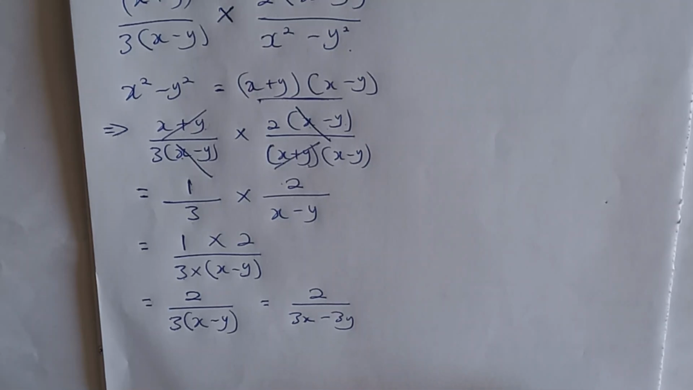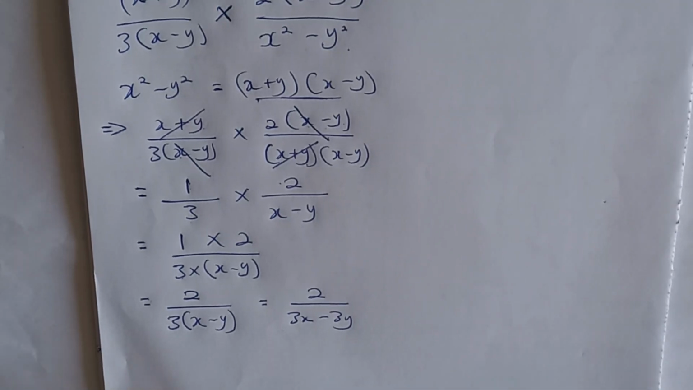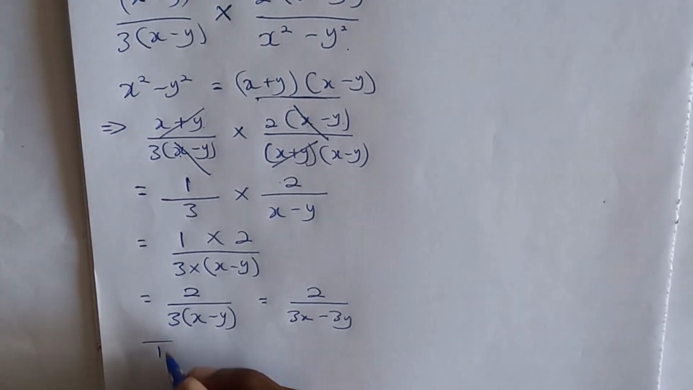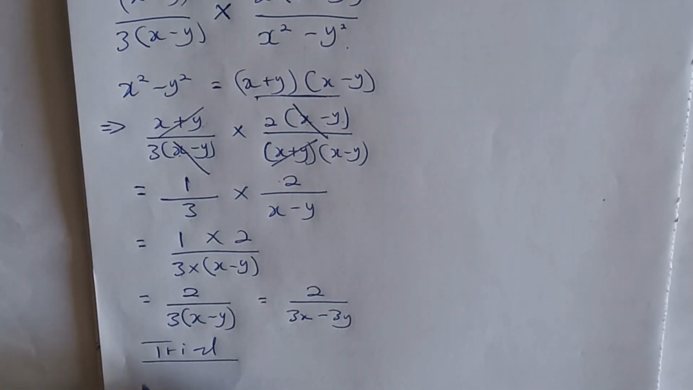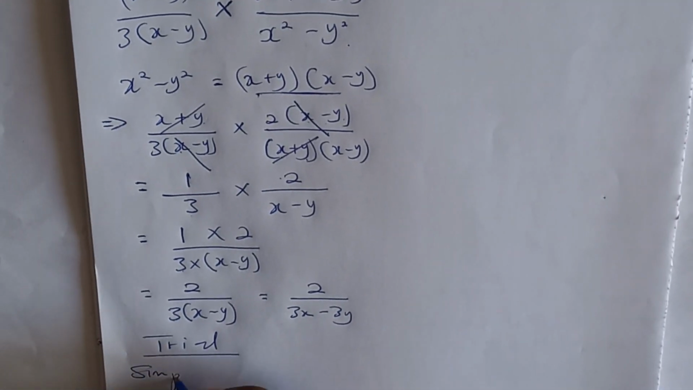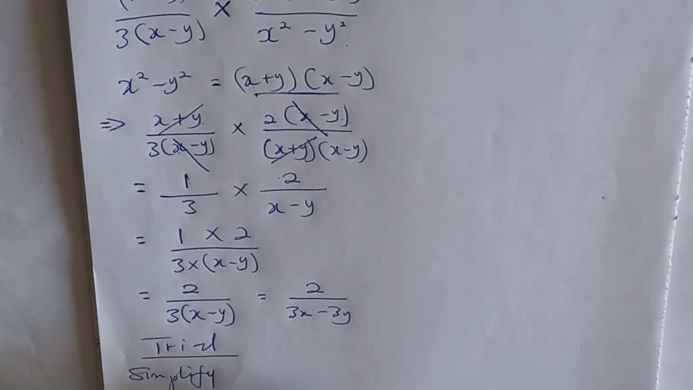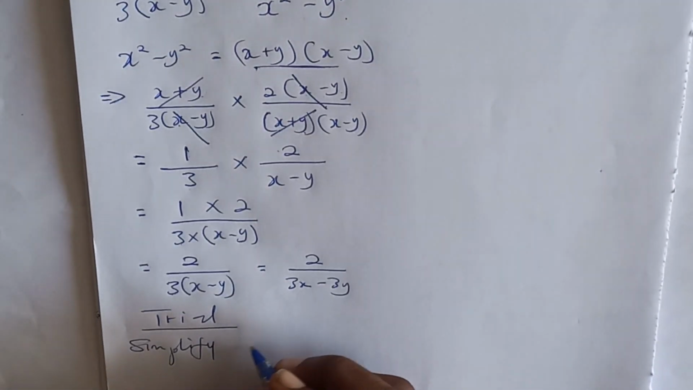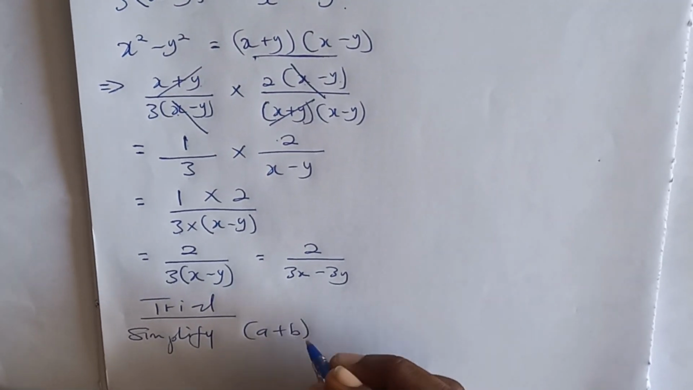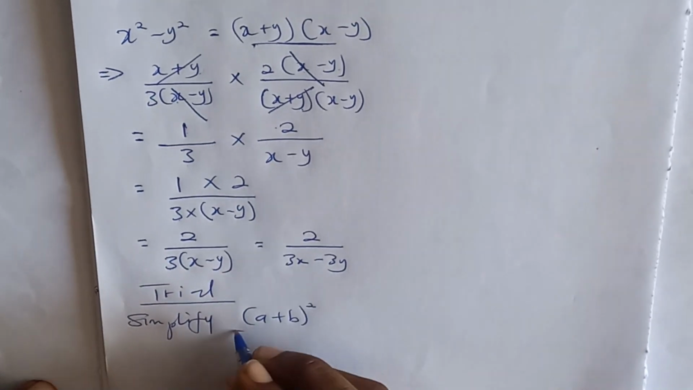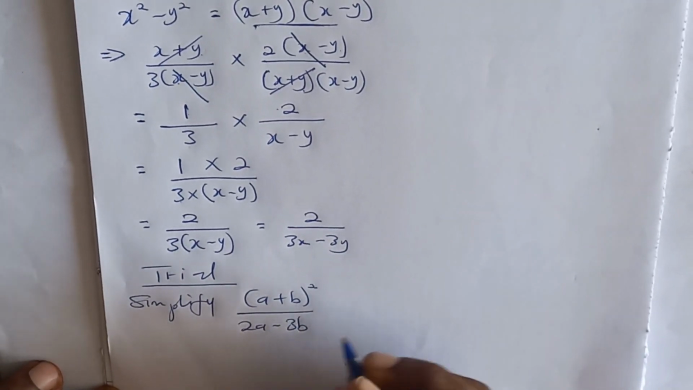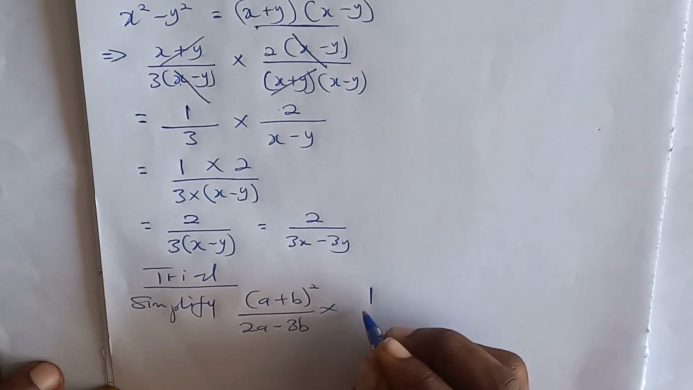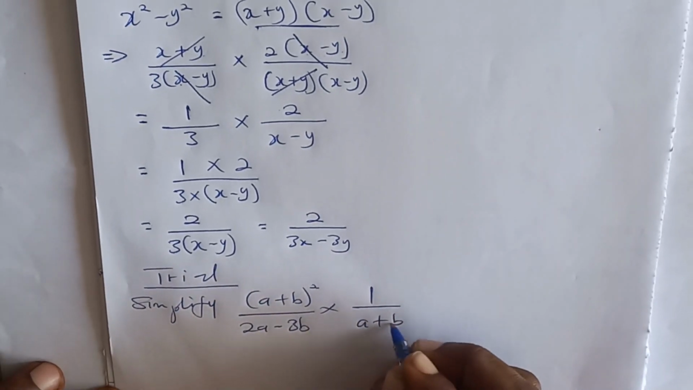Okay, good. Now try this for me. You have to simplify (a plus b) all squared on (2a minus 3b) multiplied by 1 out of (a plus b).